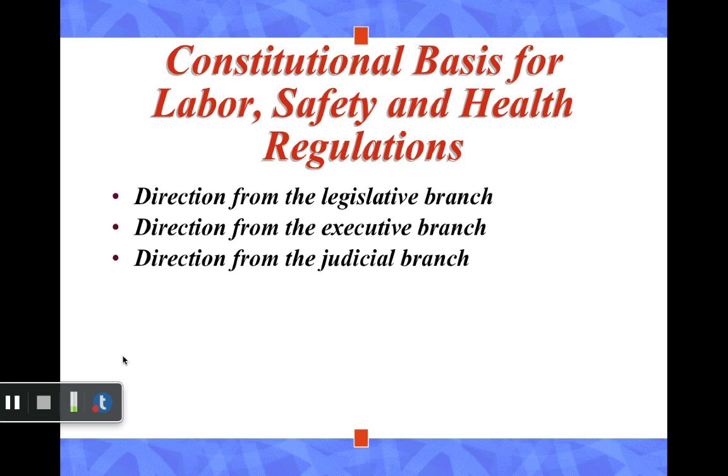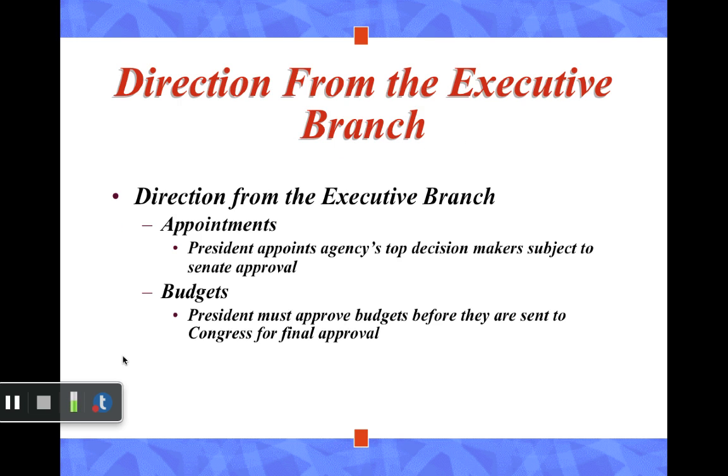The next part that I wanted to talk about, and this is brief, is direction from the executive branch. And then we'll continue with direction from the judicial branch. But this is just one slide on the direction from the executive branch. What the executive branch can do is they appoint the people to run the agencies. And currently the president will appoint the Secretary of Labor, which is Thomas Perez, to run the Department of Labor, which includes OSHA.